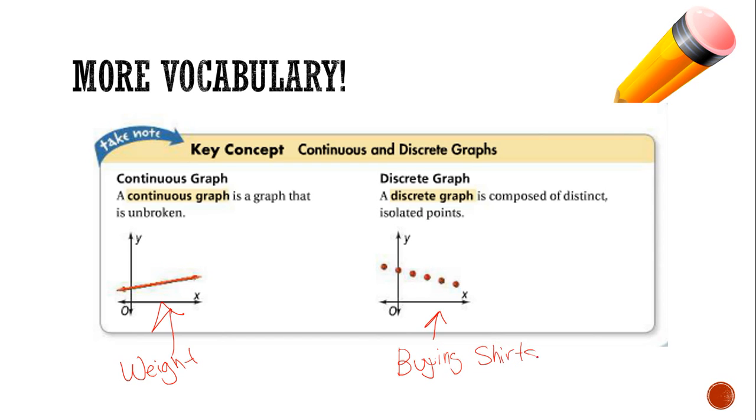Discrete graphs is kind of like buying shirts or buying food or something that I cannot buy a half of. I can't buy half of a shirt. So I can only buy 1 shirt, 2 shirts, 3 shirts. So I can't have a line connecting all these dots, because then that would mean that I have a price for 3.5 shirts, which just doesn't make sense. So that's why it's a discrete graph, and it has just dots instead of lines like that.